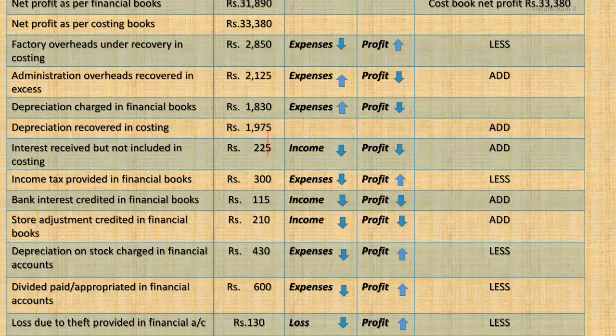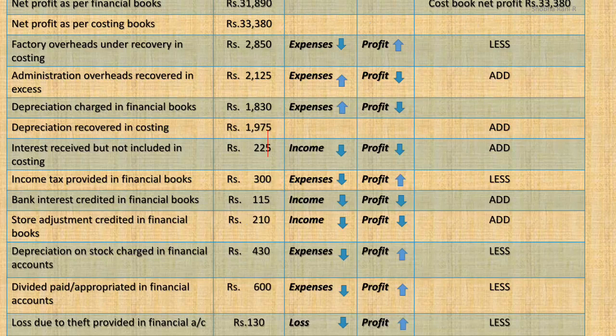In other words, expenses decrease, the profit increases, then it has to be subtracted from net profit as per cost books. The second item given here is administration overhead. Administration overhead is an expense and it is over absorbed in cost books by rupees 2,125. This has the effect of decreasing costing profits by rupees 2,125. Then, in order to reconcile, rupees 2,125 should be added to the costing profit. In other words, expenses increase, the profit decreases, and it has to be added to the costing book net profit.